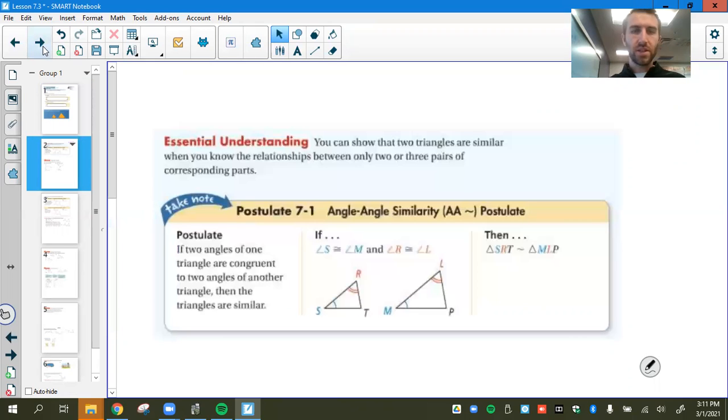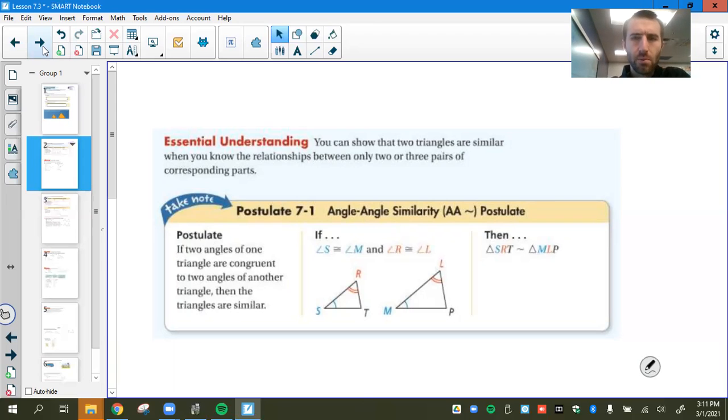So that leads us to our first theorem or postulate. Okay, the angle-angle similarity, right? If two angles of one triangle are congruent to two angles of another triangle, then those triangles are similar, right? If S is equal to M and R is equal to L, then that triangle is similar to that triangle. So if we know two angles on a triangle and two angles on another triangle, we can prove whether or not they are similar.